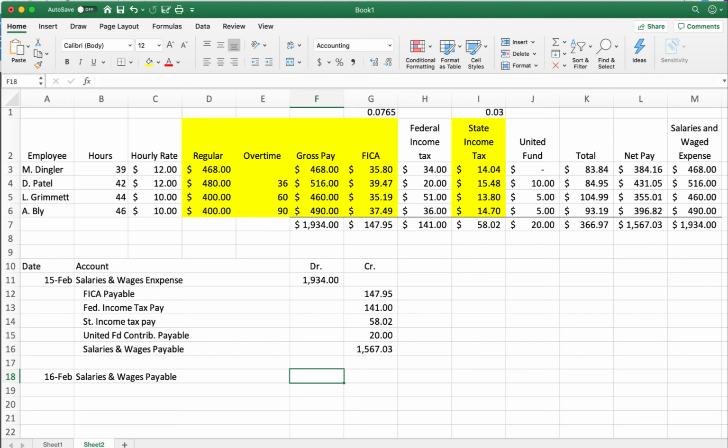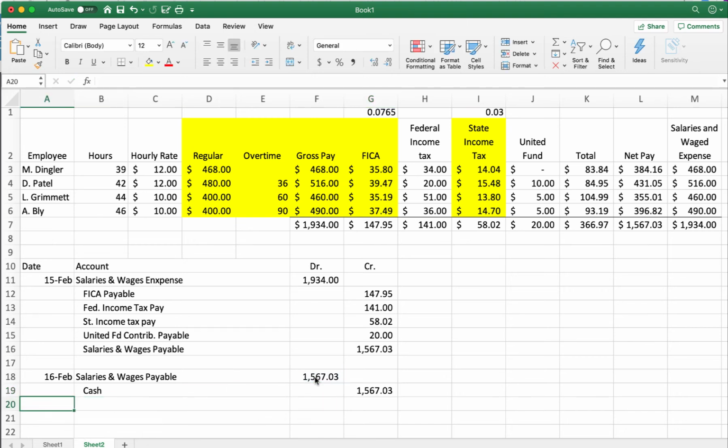For the amount of the payable. Well, what's the amount of the payable? Well, it's $1,567.03. What am I crediting? Well, I'm paying my employees. My cash is going down. So I'm going to credit cash for the same amount.